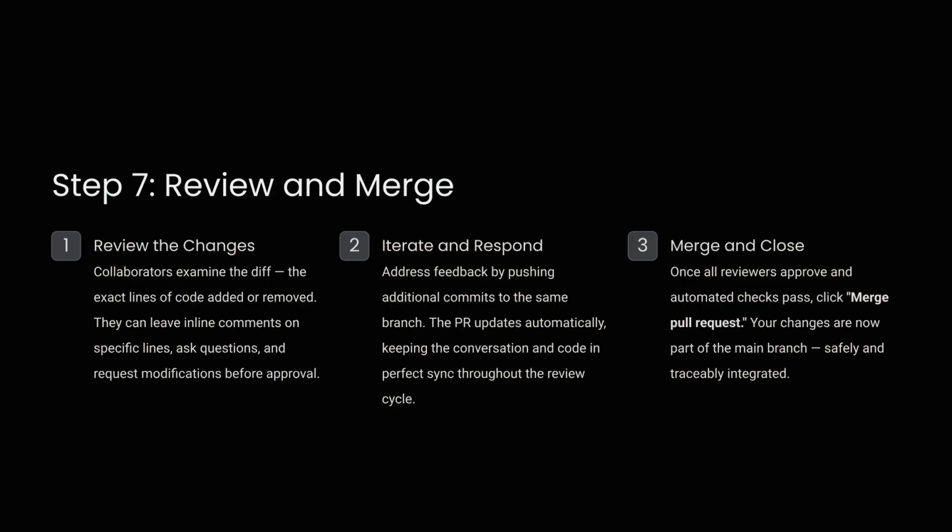Step 7 is Review and Merge. Collaborators review the differences and leave inline comments. You can then iterate and respond to feedback by pushing new commits. Finally, once approved, click Merge Pull Request to integrate your code.